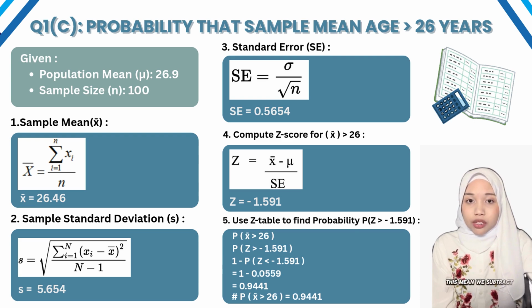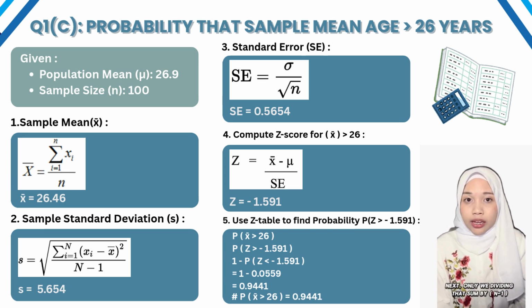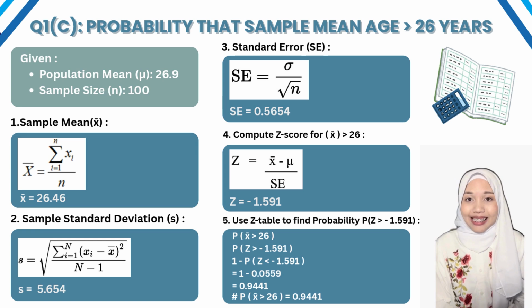This means we subtract the sample mean from each value, then square those differences and add them all up. Next, we divide that sum by n minus 1, which is 99 in this case, and then take the square root. After calculating all that, we got S equal to 5.654. This is a measure of how much variation there is in our sample data.